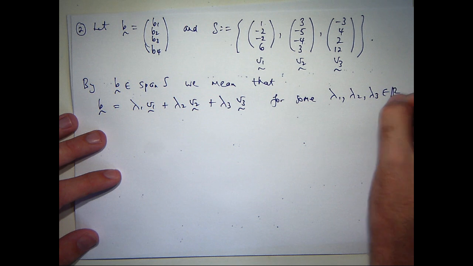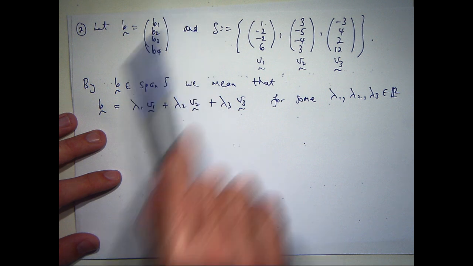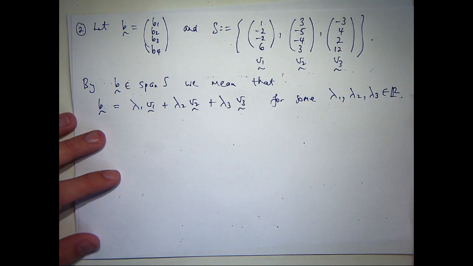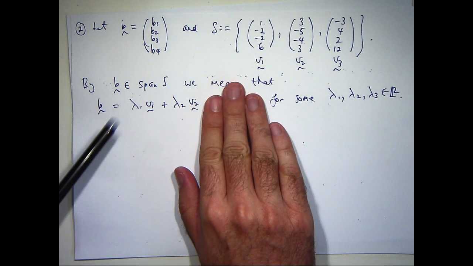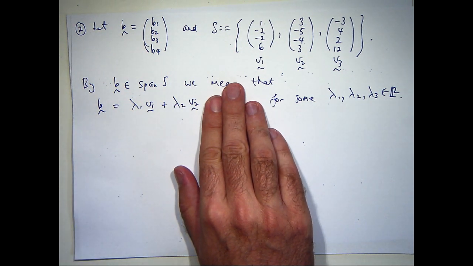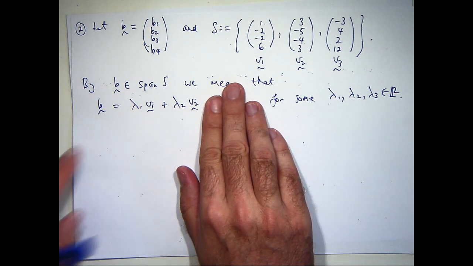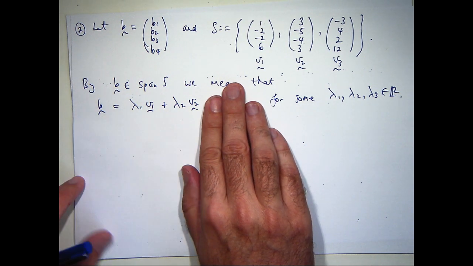So there are some real numbers, lambda 1, lambda 2 and lambda 3, such that we can write this vector B as a linear combination of these 3 vectors. Now, just to keep things in a geometric perspective here, let's say we had just 2 vectors, and we talked about the span of 2 vectors. The span of 2 vectors is just a plane, and to say that B is in the span of these 2 vectors means that B lies on the plane associated with V1 and V2.